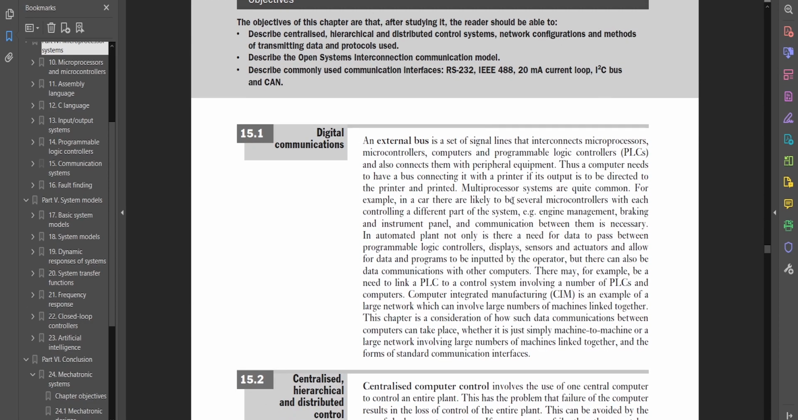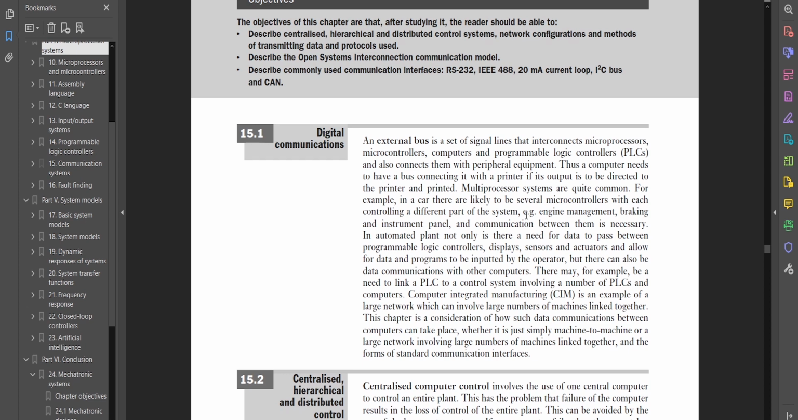So digital communications. An external bus is a set of signal lines that interconnects microprocessors, microcontrollers, computers, and programmable logic controllers, and also connects them with peripheral equipment. Thus, the computer needs to have a bus connecting it with a printer if its output is to be directed to the printer and printed, of course. Multiprocessor systems are quite common. For example, in the car, yep. Okay, so what point are we trying to make here?